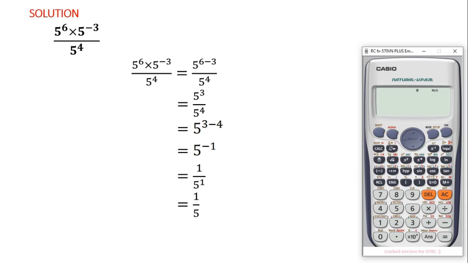To do that, since this is a fraction, you press on the fraction button. Then you enter the expression. So we have 5 exponent 6, times 5 exponent minus 3. Then you divide this by 5 exponent 4. You press the equal to button and we have 1 divided by 5, just as we have here.